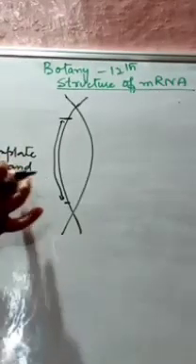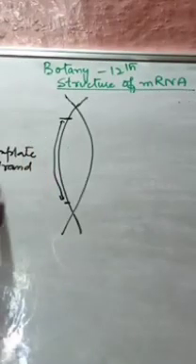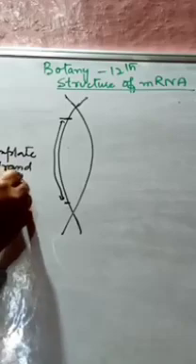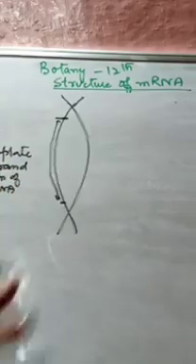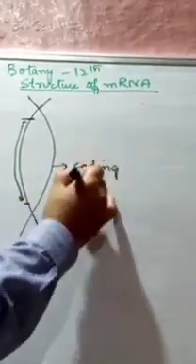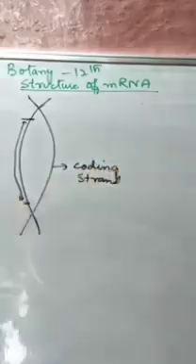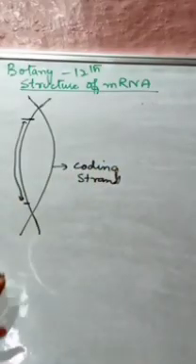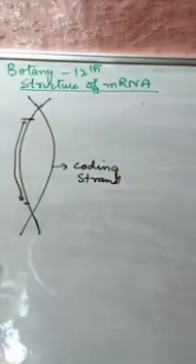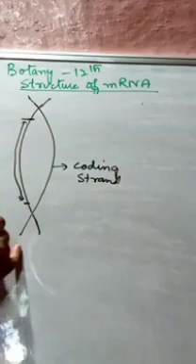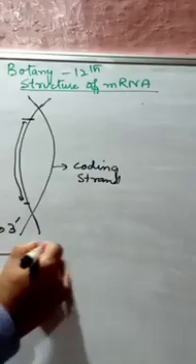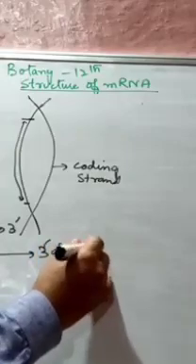And this guide strand or template strand takes part in the formation of mRNA. Now this part is called the coding strand. Now what we will see is that mRNA is formed in the 5 prime to 3 prime direction. Remember this.